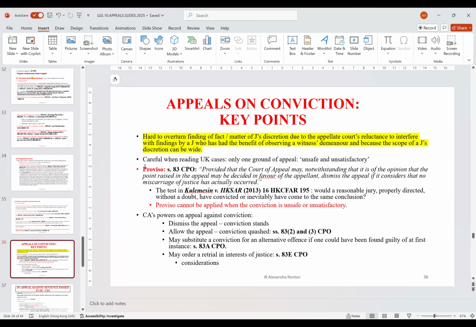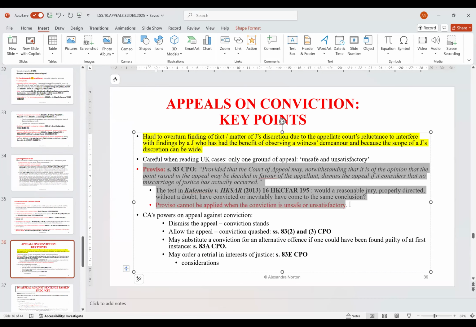But here's the proviso that I was referring to earlier on. Section 83 of the CPO, provided that the Court of Appeal may, notwithstanding that it's of the opinion that the point raised in the appeal may be decided in favor of the appellant, dismiss the appeal if it considers that no miscarriage of justice has actually occurred. Okay? What does it mean in practice? This is what I call the too bad, so sad card.